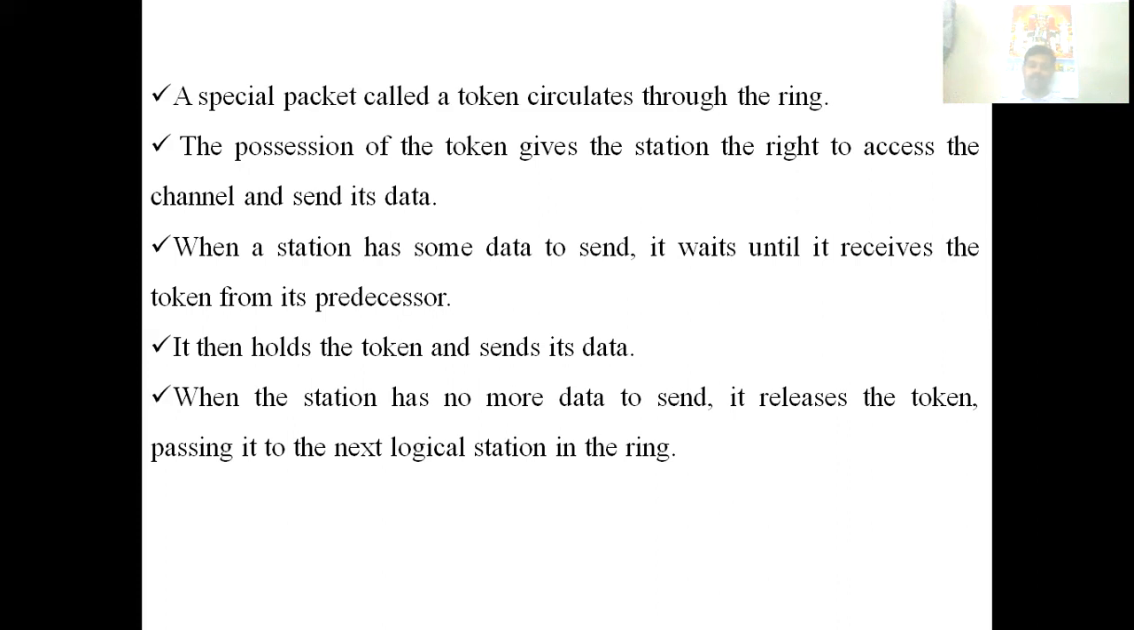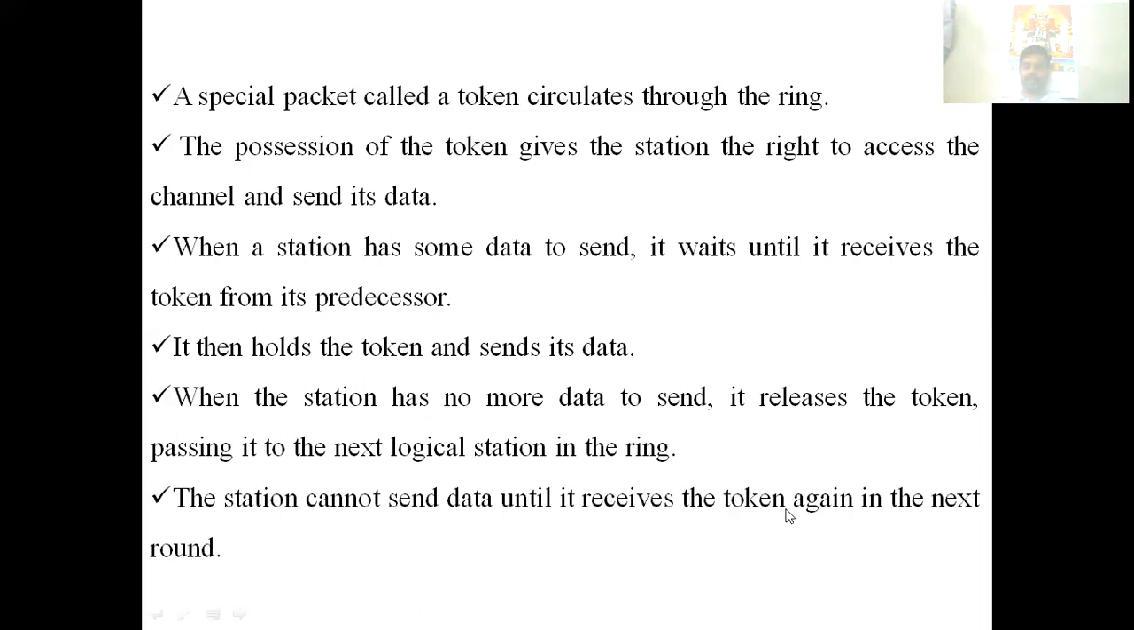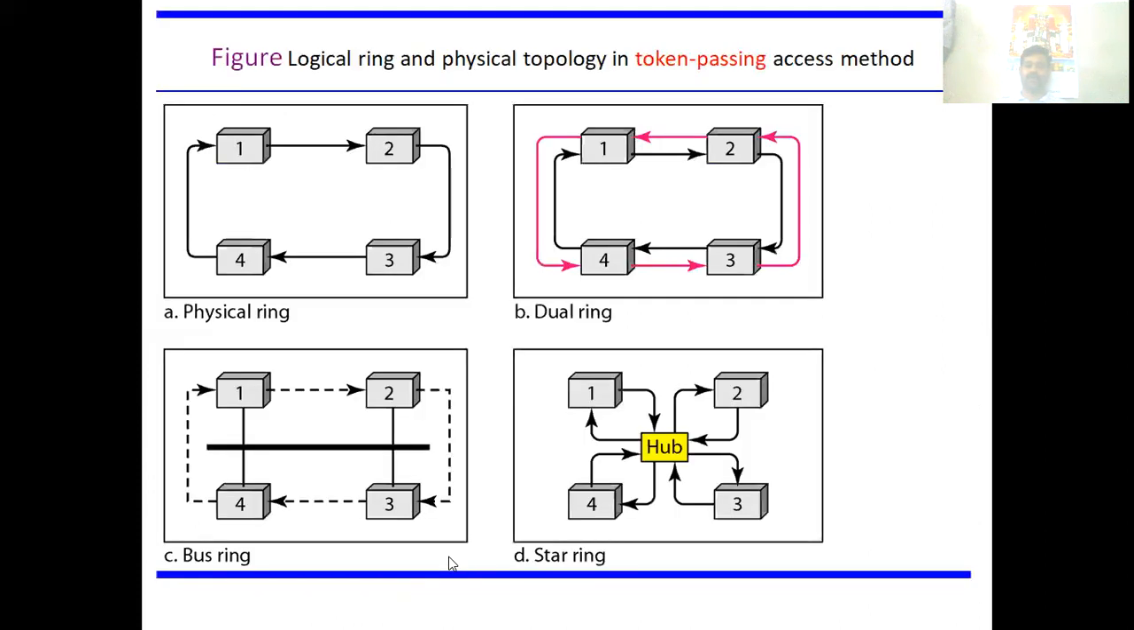When the station has no more data to send, it releases the token, and it is passed to the next station in the logical ring. The station cannot send data until it receives the token again in the next round. These are some of the logical rings. This is a physical ring, and this is a dual ring. This is a bus ring, and this is a star ring. These are some of the ring topologies for token passing.